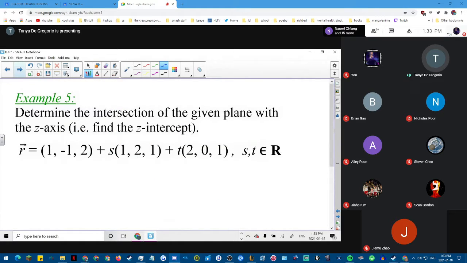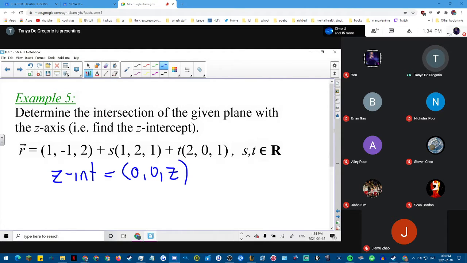Okay, example 5. Determine the intersection of the given plane with the z-axis. So for example, find the z-intercept. What's the z-intercept? What does that mean if I say z-intercept? What do I know for sure? X and Y are 0. Yeah, if it's a z-intercept, that means it's intersecting with the z-axis, and that means that x and y have to be 0, okay? So what should I do here?